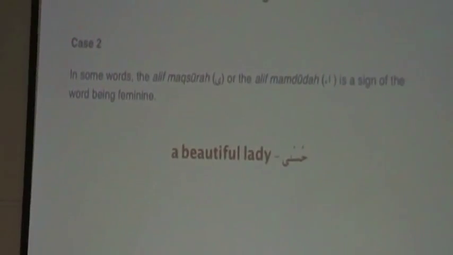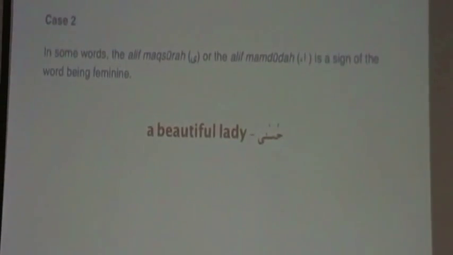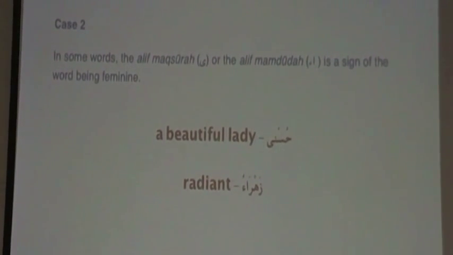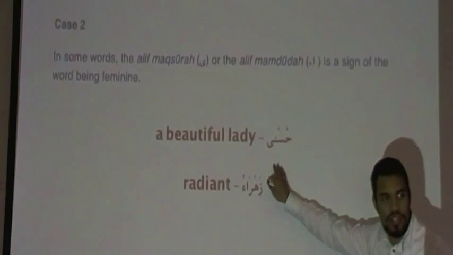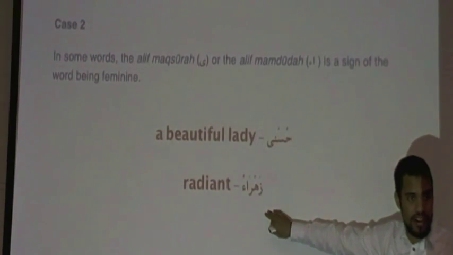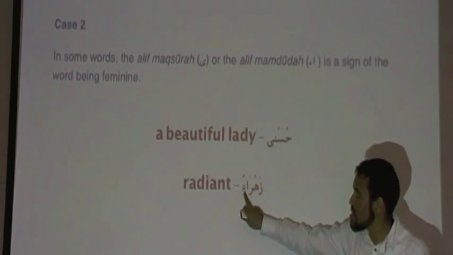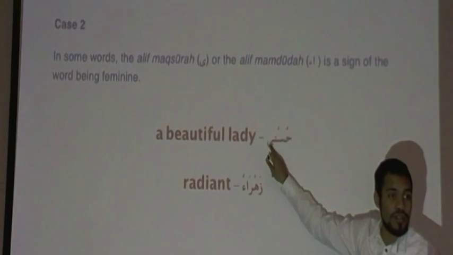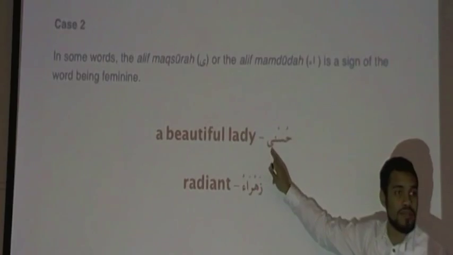Both of these are signs of words being feminine. The first of which, husna, a beautiful lady. Radiant, as in zahra. Okay, so we learnt about ta marbuta, and we learnt about zahra and husna. Remember the examples, husna and zahra. Zahra is spelled with this alif and hamza, and this one is with the alif maqsoora.